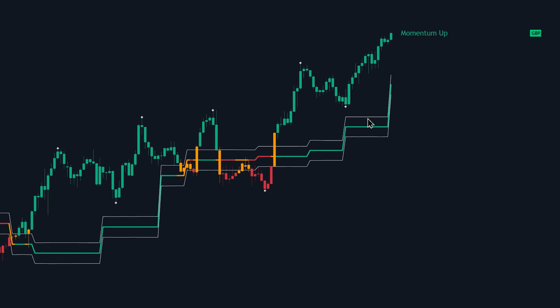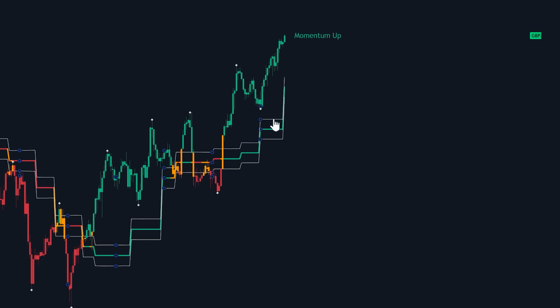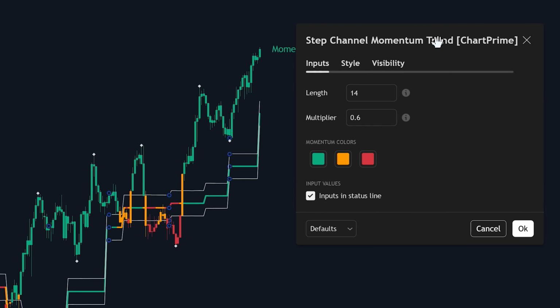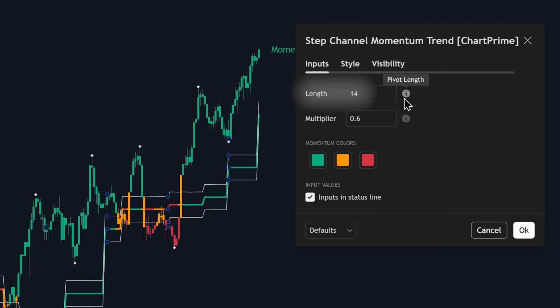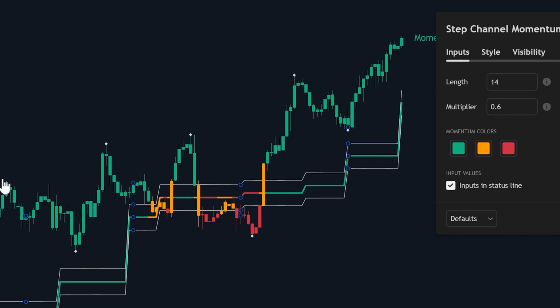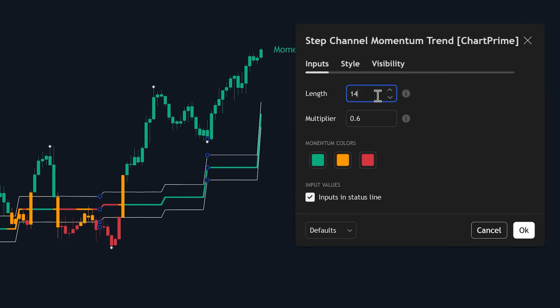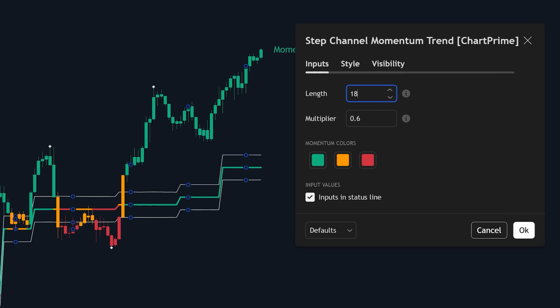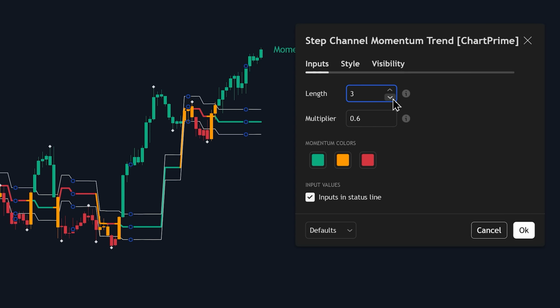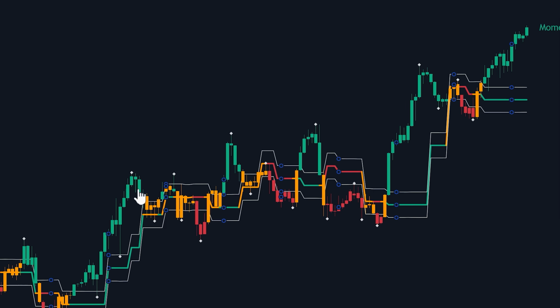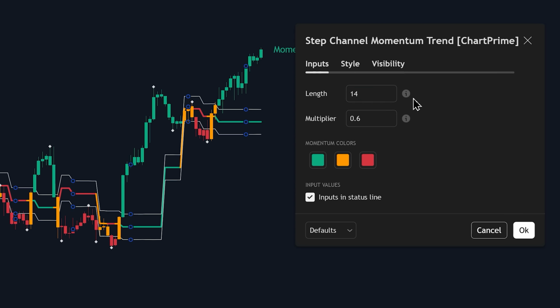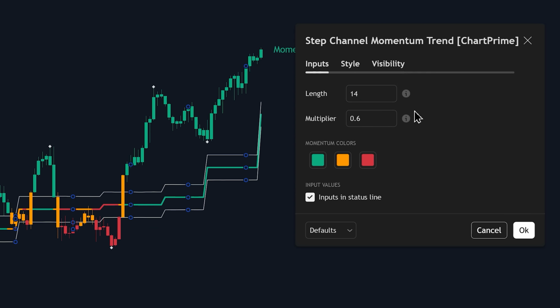Next, if we pop into the settings, you'll see you can customize this tool. The main setting you'll want to pay attention to is the length. This basically controls how sensitive the indicator is to forming those new pivots. If you're a swing trader who holds positions for longer, you might want to increase this length. That makes it less sensitive and requires a bigger, more significant move to confirm a new pivot. But if you're a scalper or a short-term day trader, you might prefer a lower length value. This makes the indicator more sensitive to smaller price swings, allowing you to spot potential shifts much faster. You can really tailor it to your own trading time frame.